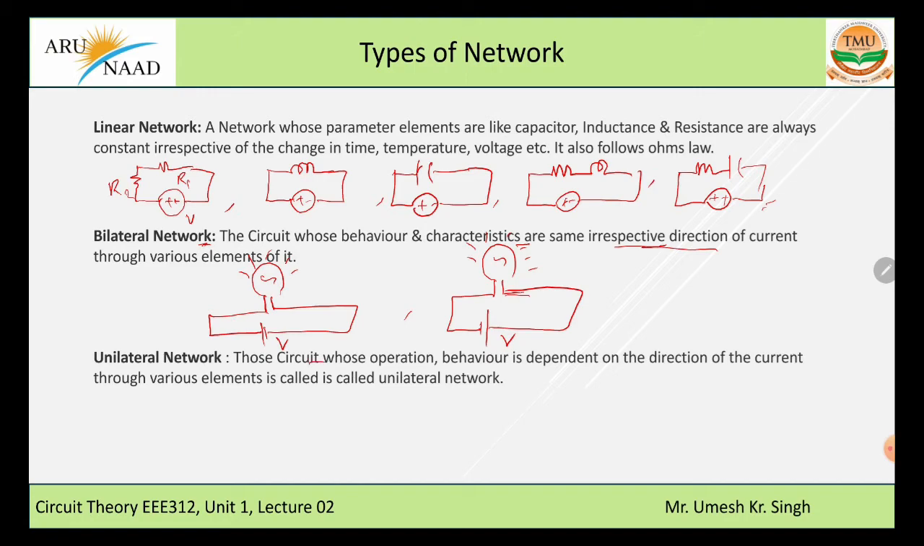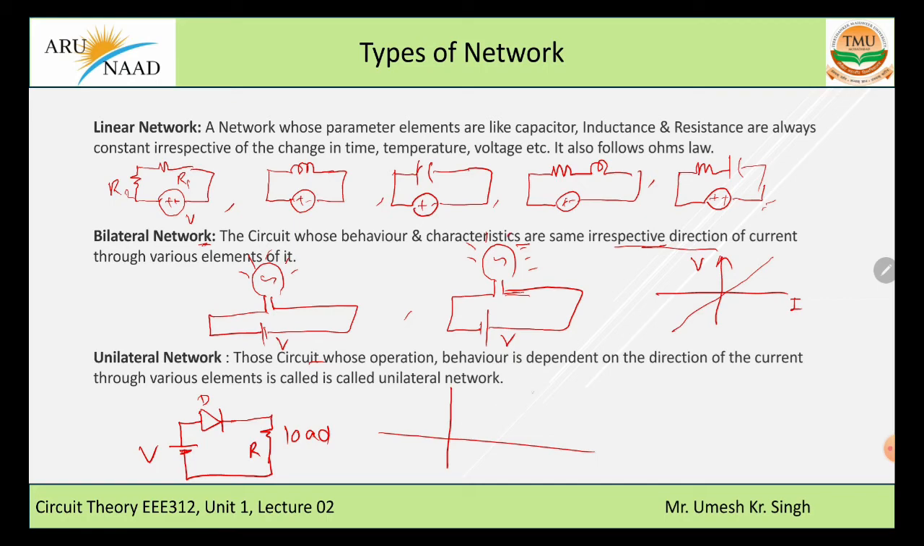Unilateral networks are those whose behavior depends upon the direction of current, and when we draw the VI characteristic in the bilateral case we get a linear relationship. But in a unilateral circuit like a diode circuit, with diode D1 and a load R, when you change the polarity of the supply, the characteristic will be changed. This will be the characteristic. This characteristic and that characteristic are both different.